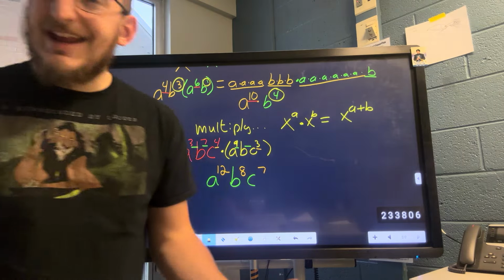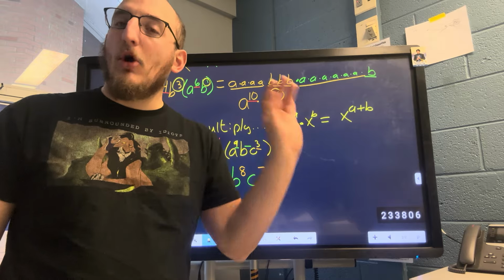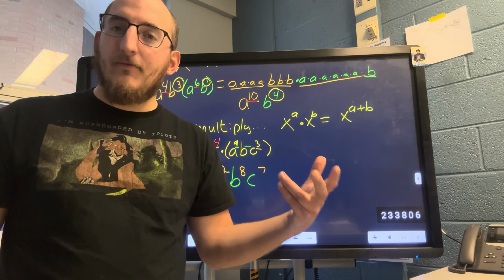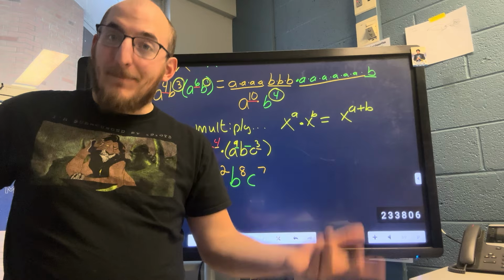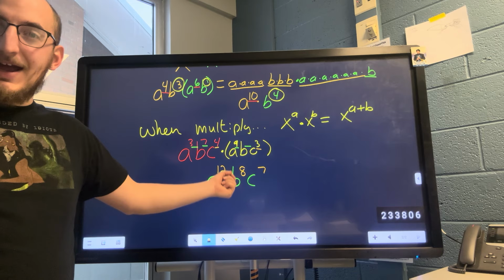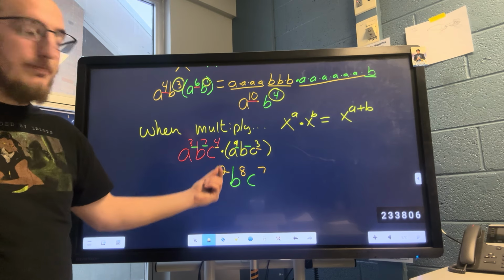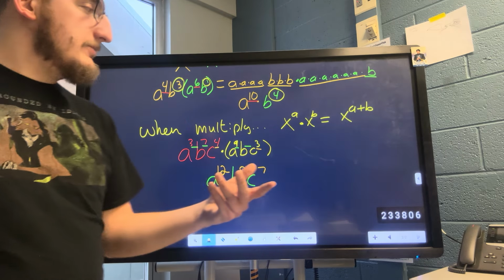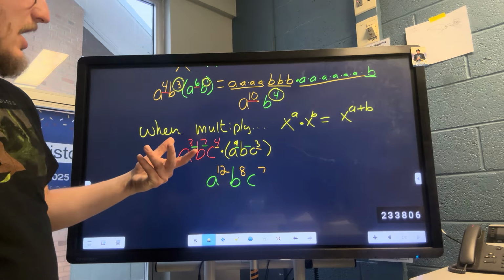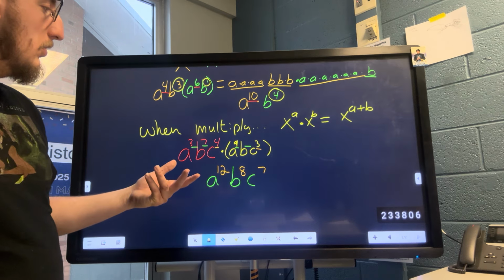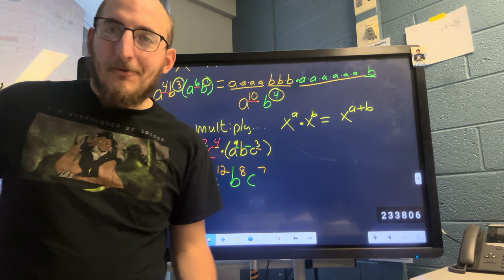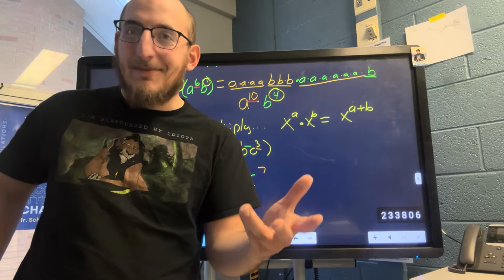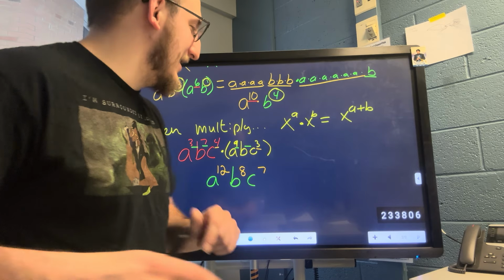So when we multiply variables with the same base, I put the a's together and got 12 a's, b's together 8, c's together 7. We add the exponents. Hopefully that makes sense. Let's do one more example.